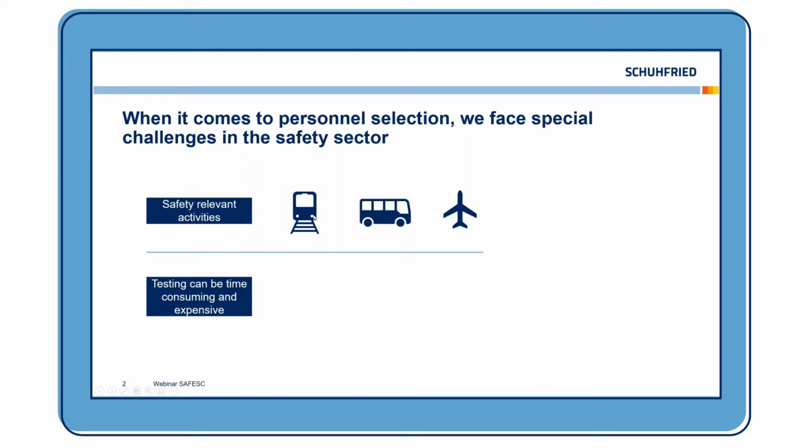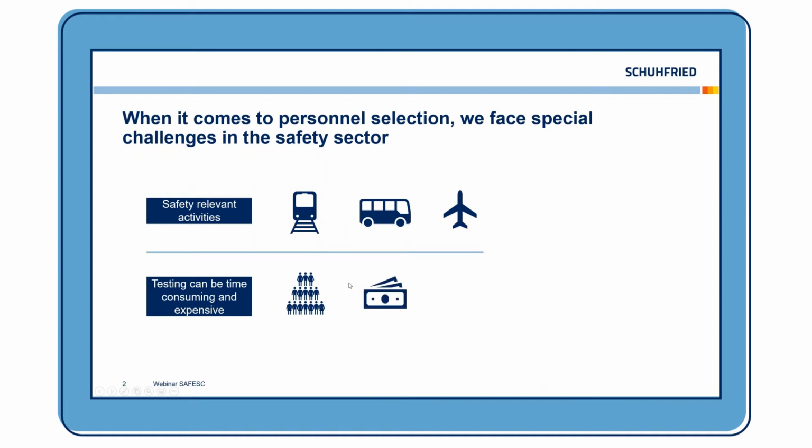As a result, testing can be quite time-consuming and expensive because we have to test a lot of different abilities or personality factors. Especially when we have a large number of applicants, testing too many unsuitable applicants can lead to extremely high costs. For example, because we need additional administrative personnel for the testings, we need additional infrastructures or rooms.